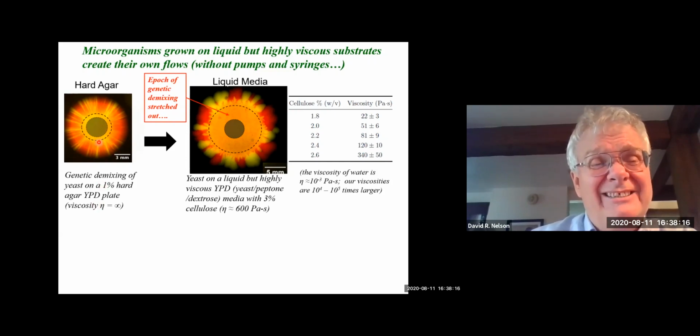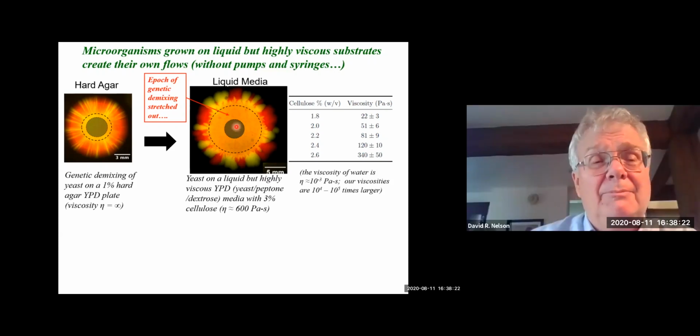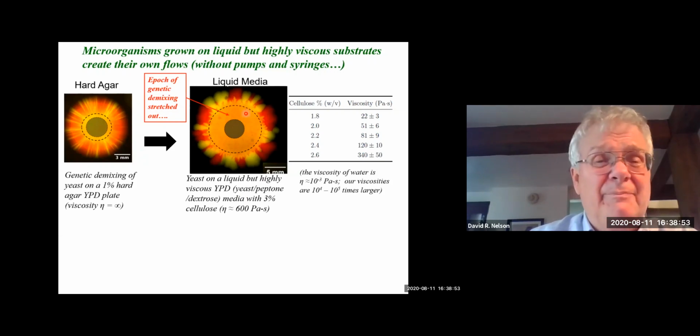If I now just take this experiment and redo it with this homeland, the same size inoculant approximately, in the center of an agar plate, there's an epoch of genetic demixing. That's just this thing here, but it gets stretched out on a liquid. Now it's a very viscous liquid. This liquid has a viscosity of about 600 Pascal seconds. That's about 600,000 times bigger than the viscosity of water, but it's still a finite viscosity. And something new is happening in the early stages of this range expansion before it decides to be red or yellow.